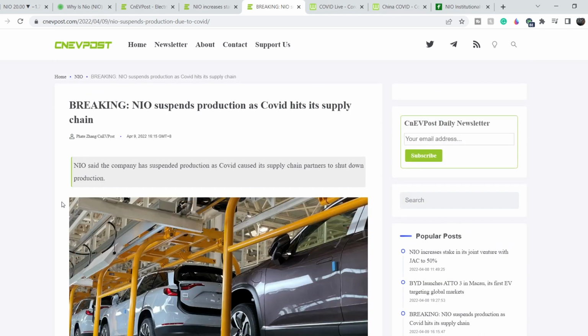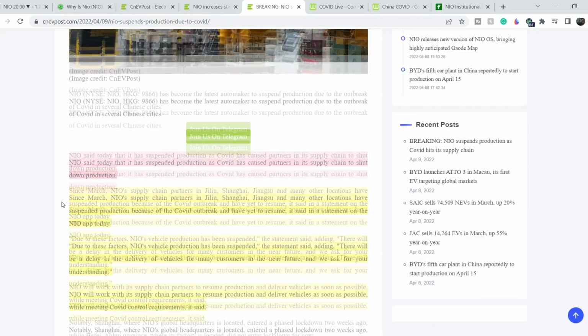And we are on cnvpost.com, and this article was published on April the 9th, just several hours ago, and it says, NIO suspends production as COVID hits its supply chain. And let me quote you this.